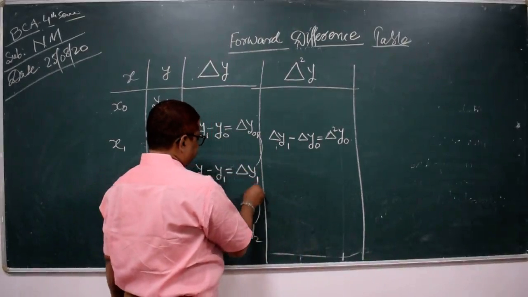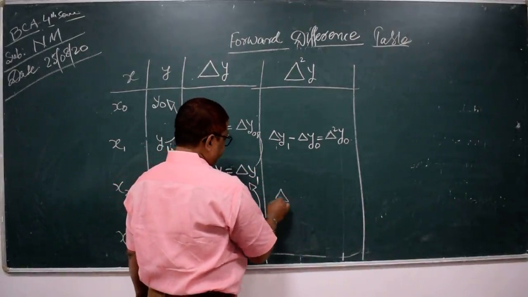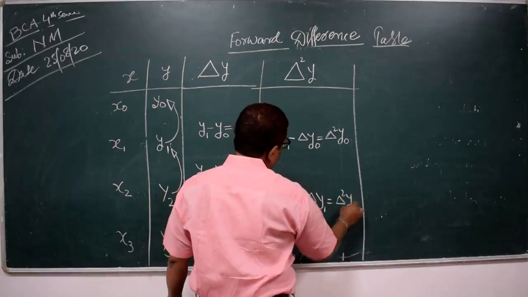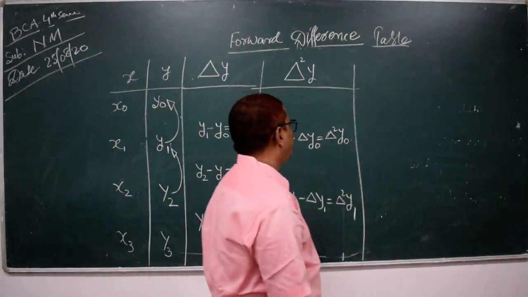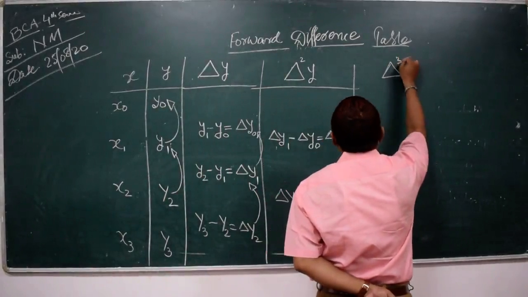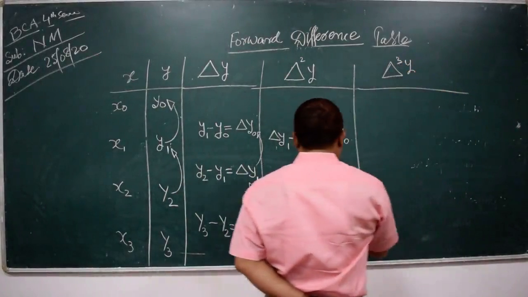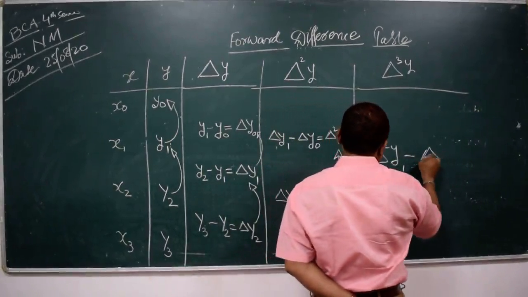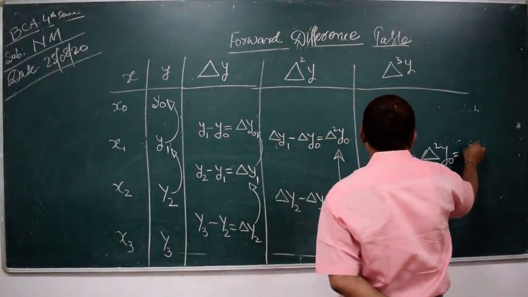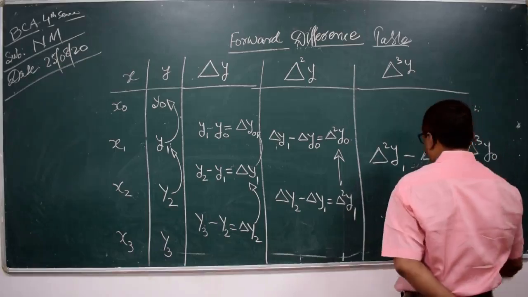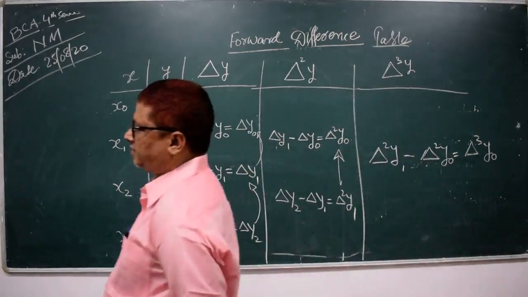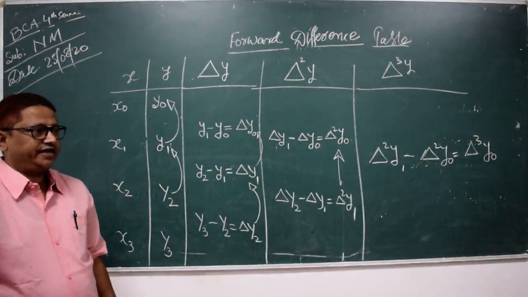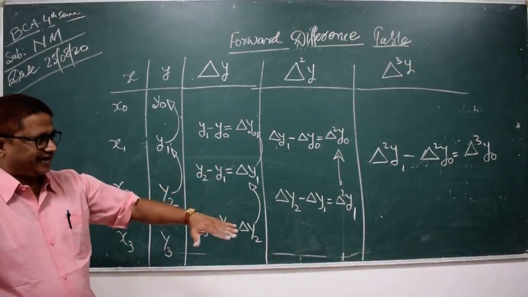Now come to subtract the next value: delta y2 minus delta y1 is delta square y1. Now come to the third, delta cube y. Now subtract this value: delta square y1 minus delta square y0 is equal to delta cube y0. Now stop, because this is the last value, and the last value we have got is delta cube y naught, and there is no next value after that, then stop.